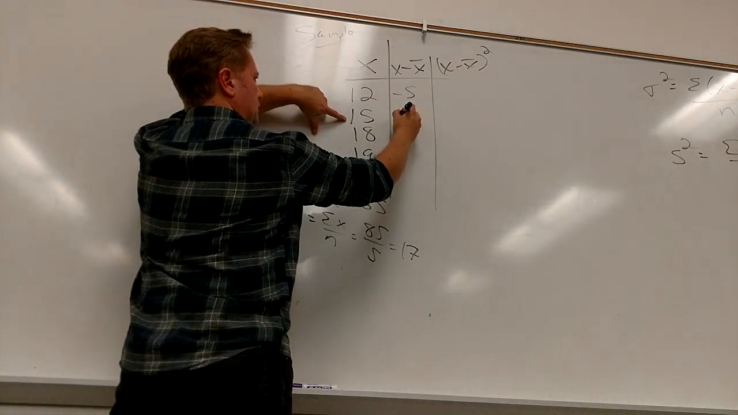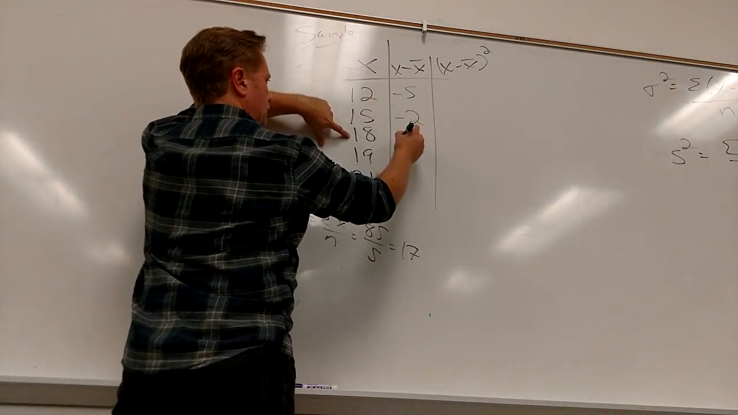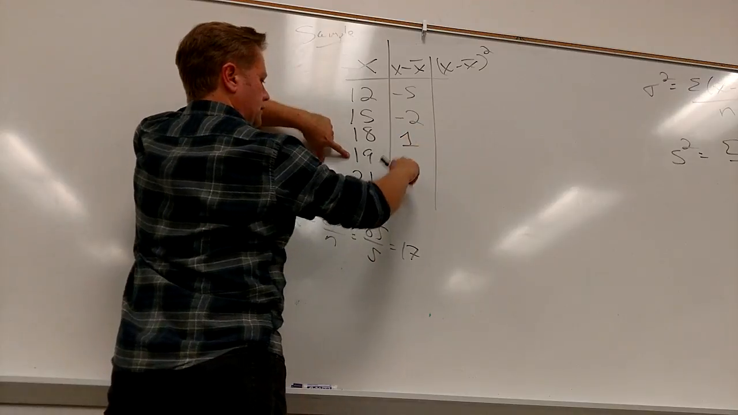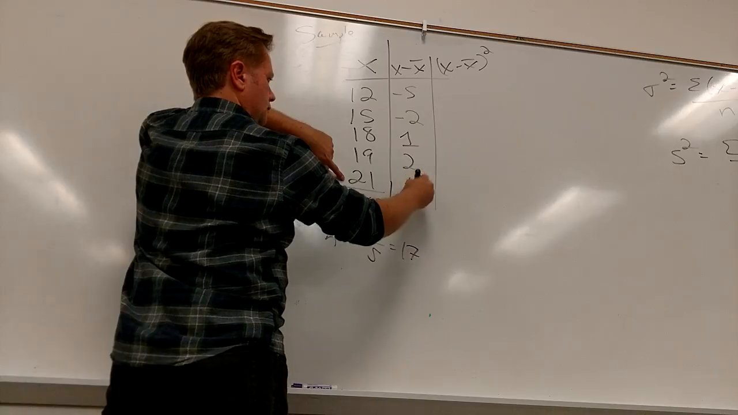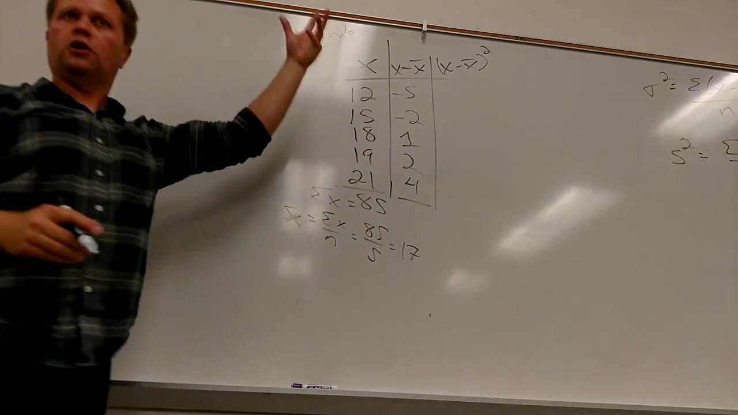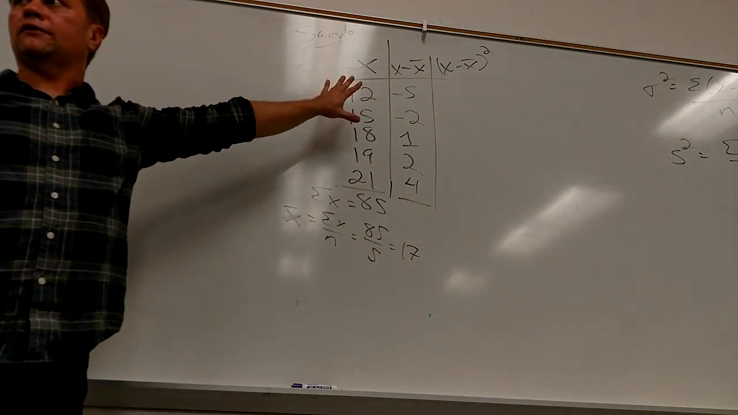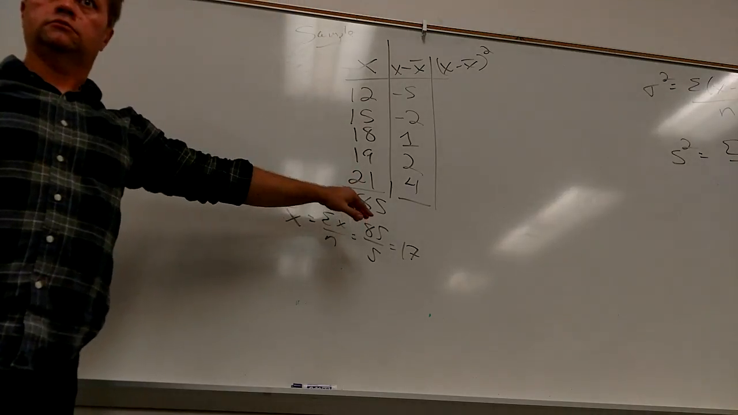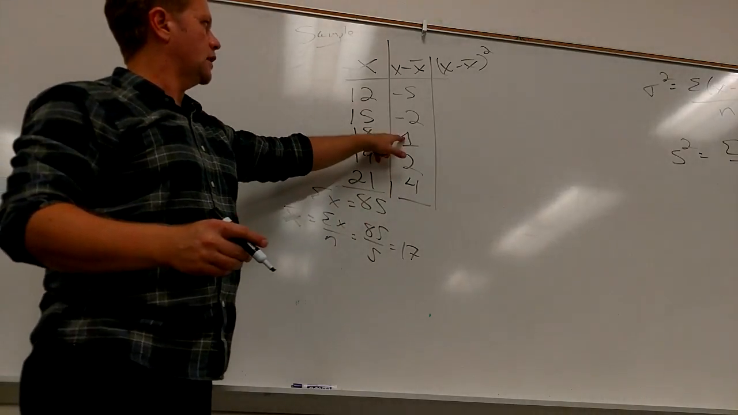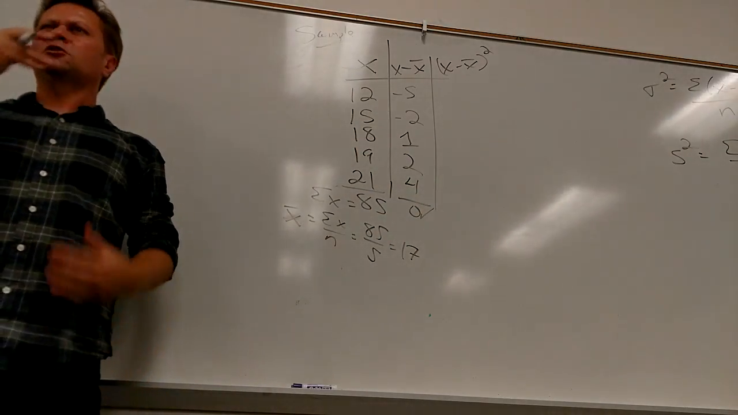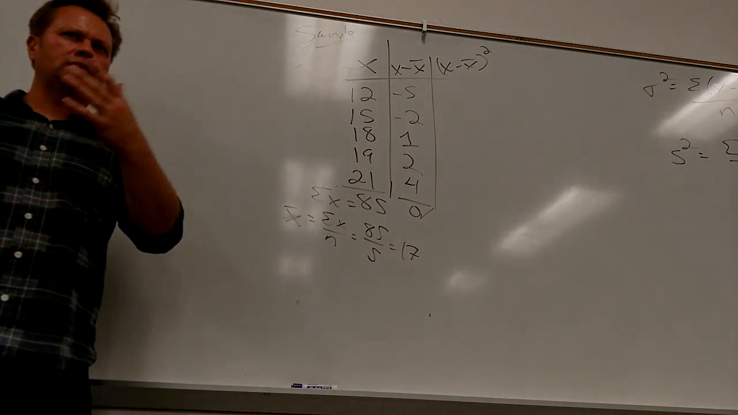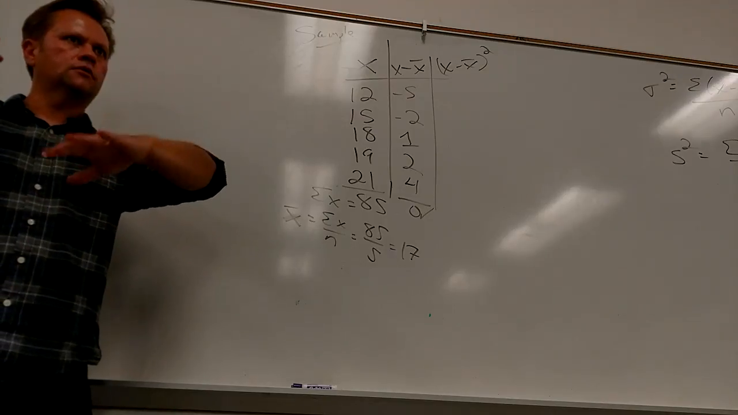15 minus 17. 18 minus 17. 9, 10 minus 17. 21 minus 17. And if I add these up, they better be close to, or in this case exactly, because they didn't have to round, 0. Right? Sure enough, 4, 2, 6, 7, minus 7, 0. Check. It's a little check I could do. If I had to round, it's going to be close to 0 because I had to round.